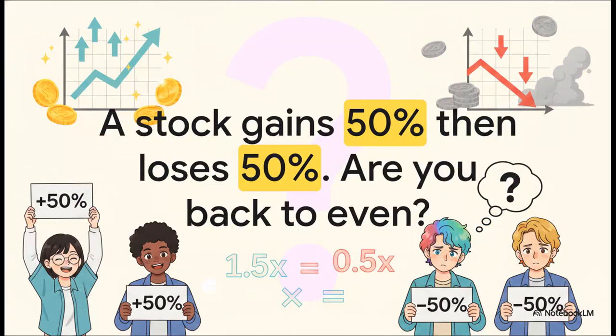So here it is. Picture this. A stock has a fantastic day. It shoots up 50%. But then, the next day is just terrible and it drops 50%. Now, your gut, your intuition, it's probably screaming, yeah, of course, you're back to even, back where you started, right? Well, let's see what the math actually has to say about that.